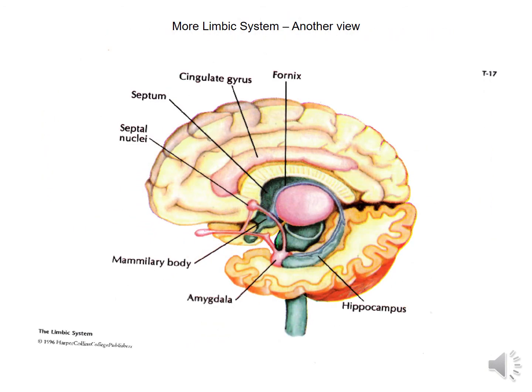This illustrates the limbic system. You can see the structures of the hippocampus, the amygdala, and the septum. There's one on each side of the brain, one in each cerebral cortex.